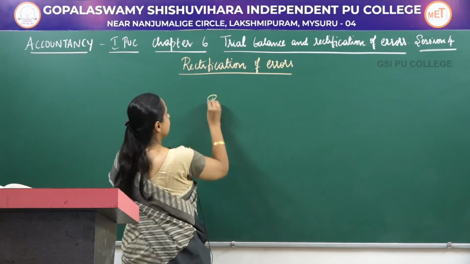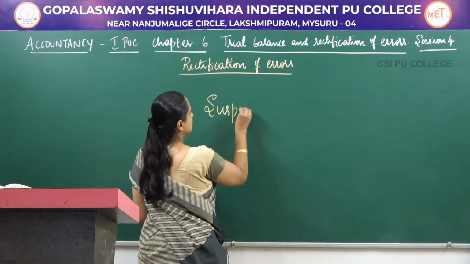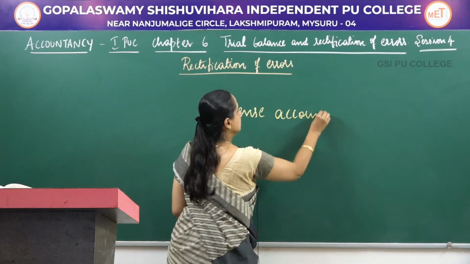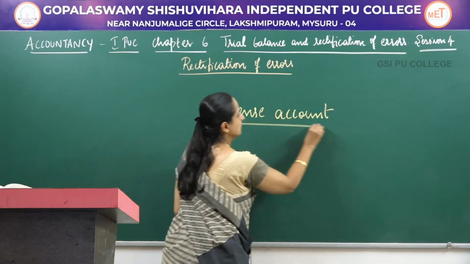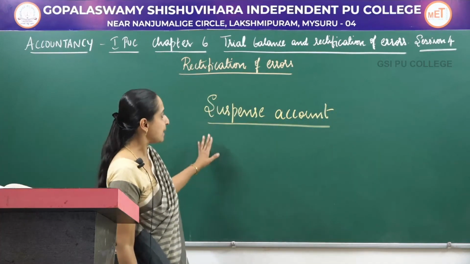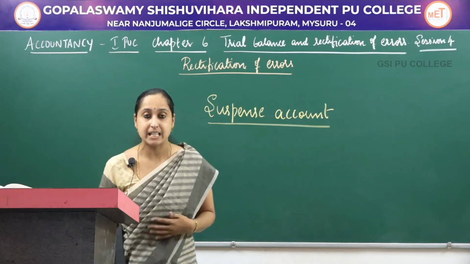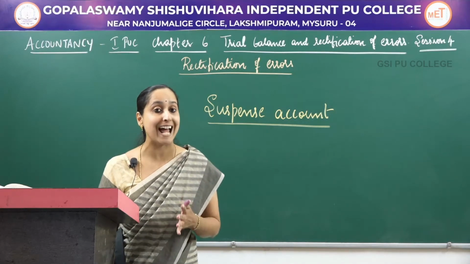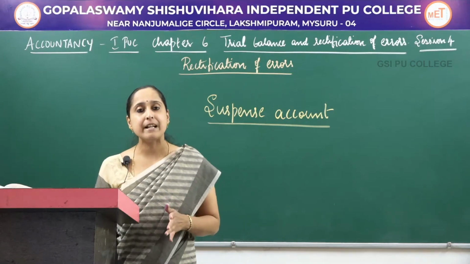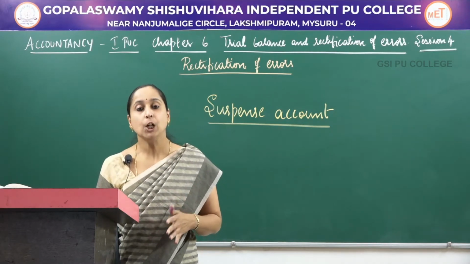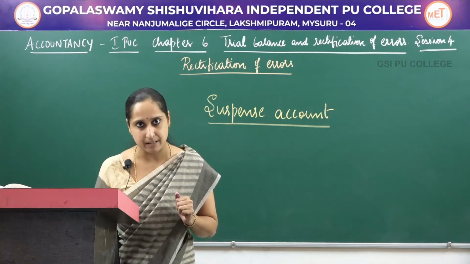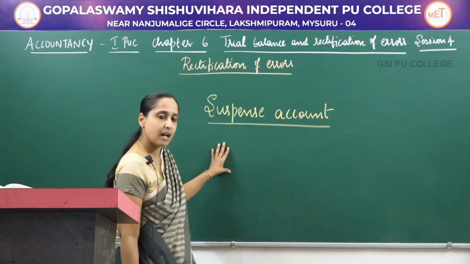Next aspect is suspense account. Now let us try to understand what is suspense account. Suspense account is prepared when trial balance does not tally or agree. It is a temporary account which is opened to write the difference what you get in trial balance. That we call it as suspense account.